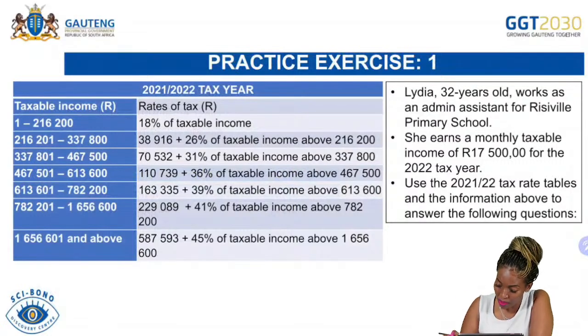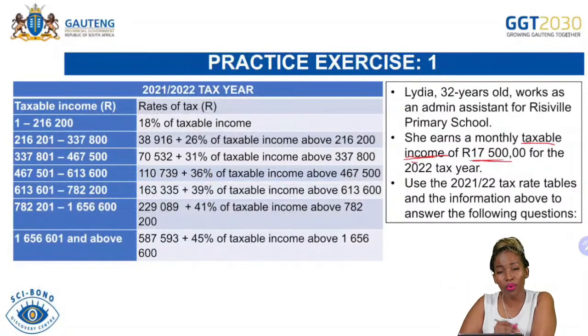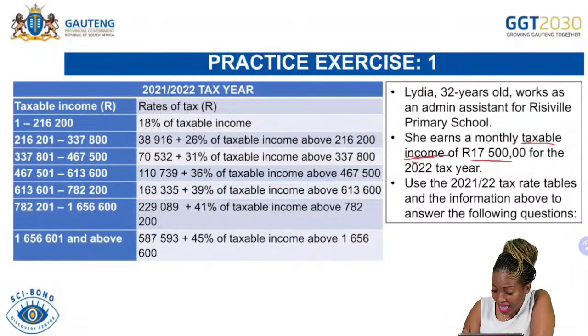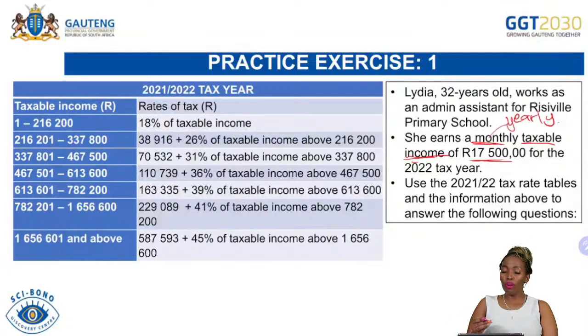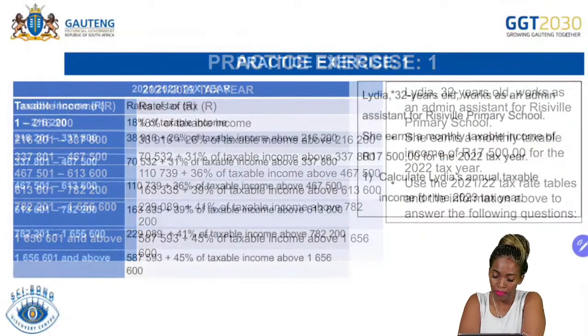So now, guys, remember here, she earns a taxable income. With taxable income, it means this is the income that we are going to tax. When they tell us that it is taxable, immediately we are going to calculate tax for that income. But now the problem is that this amount is monthly, and we know that in tax everything must be yearly, or annual. So I don't know what we are going to do about it, but let's see.